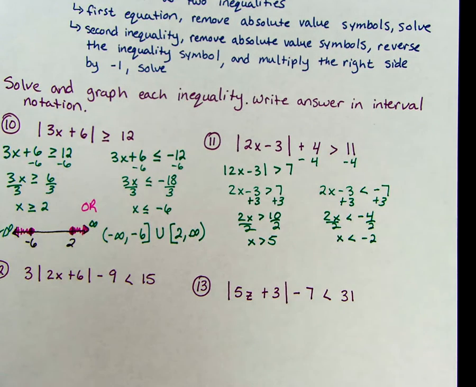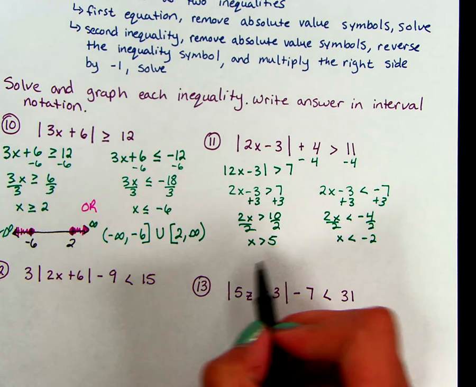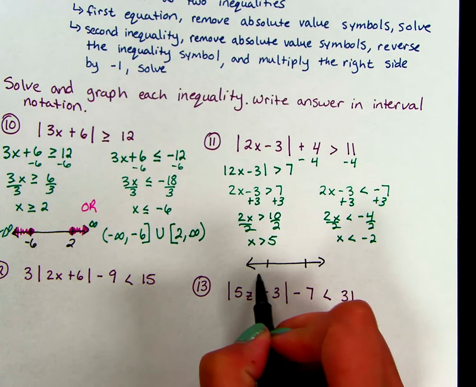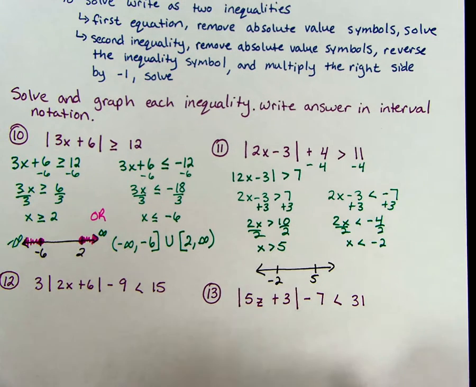Before we decide if it's an and or an or, let's create our number line here. We're going to have -2 and 5. This time they're both going to be open circles.